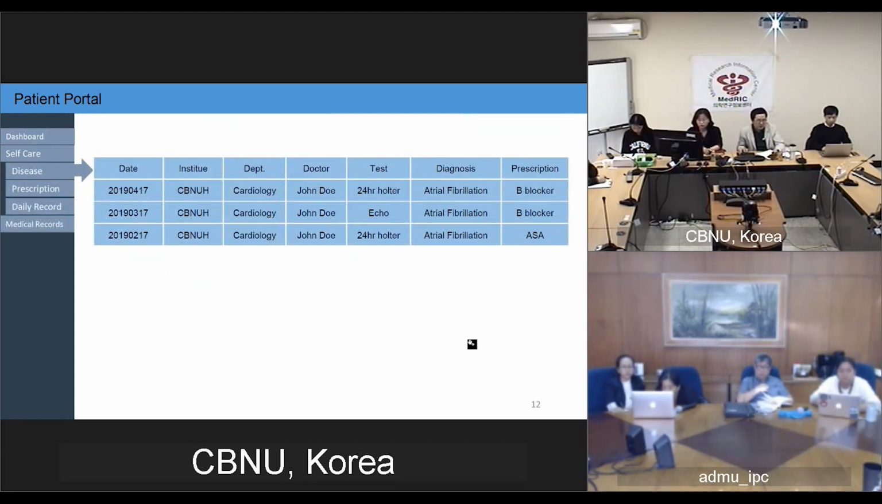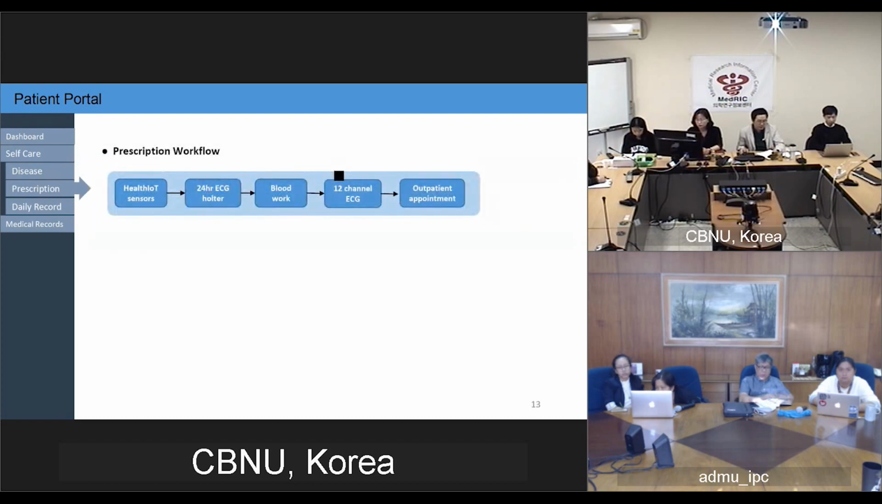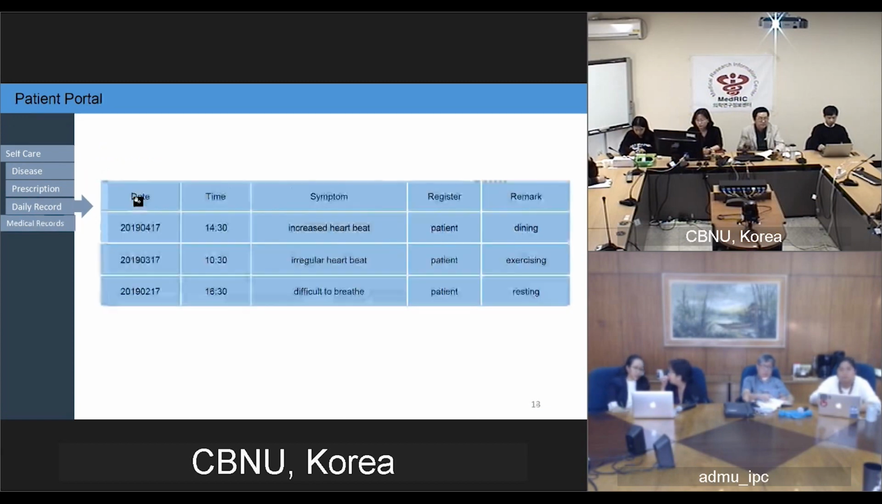At the patient portal's disease menu, a list of the patient's own medical records will be displayed, so it's kind of a personal health record. The patient workflow for outpatient examination will be developed at the patient's prescription menu. The daily record will show a list of self-reported records for any symptoms or discomfort, especially during exercise, because that will be matched with their life log data.